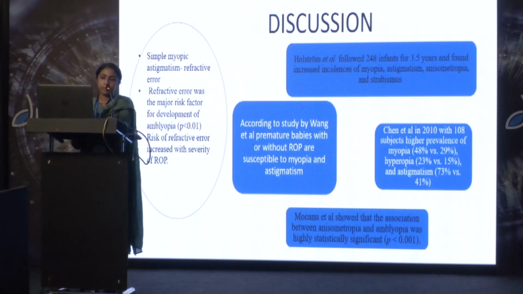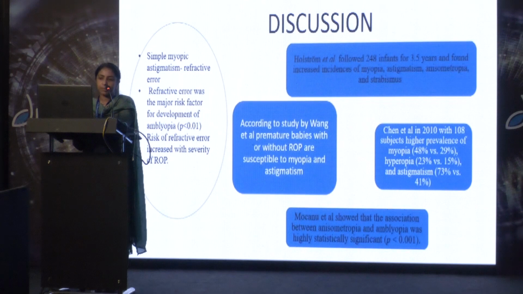So, in my study, simple myopic astigmatism was found to be the major refractive error, and I could see that refractive error was the major risk factor for the development of amblyopia, and the risk of refractive error increased with the severity of ROP. A study by Hallstrom et al. followed 248 infants for 3.5 years, and they also found an increased incidence of myopia, astigmatism, anisometropia, and strabismus.